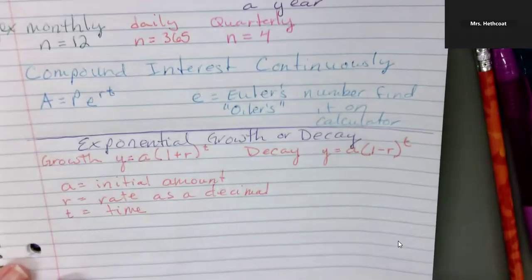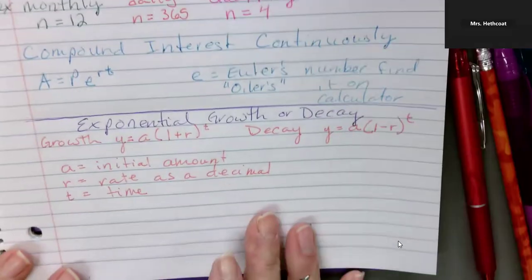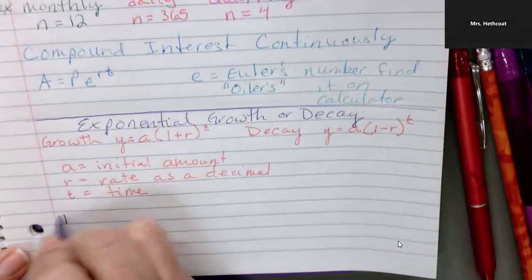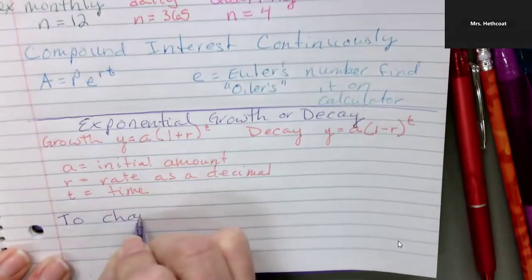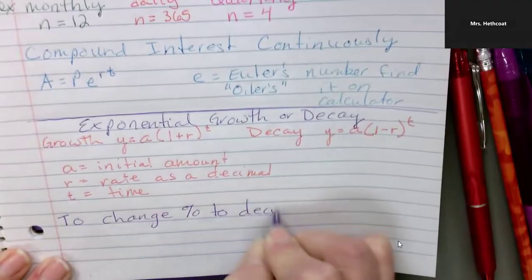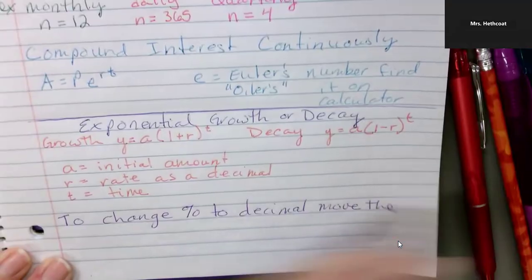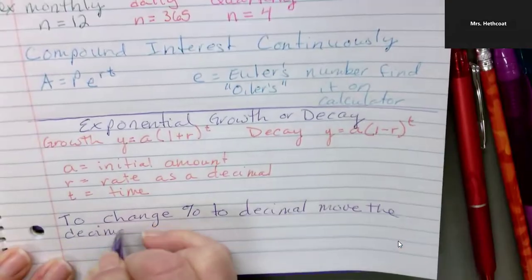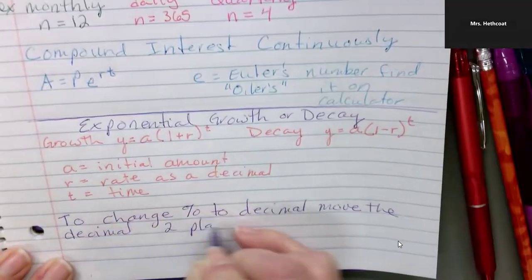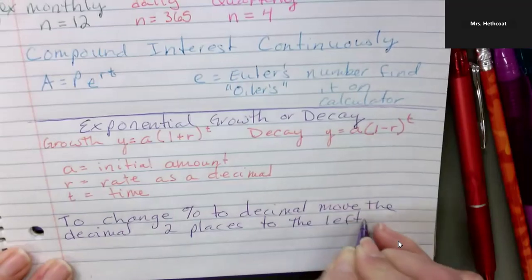All right. And then, just to make sure we have it in writing in case you need it while you're testing, let's review how to change a percent to a decimal. So, to change percent to decimal, move the decimal 2 places to the left. And let's look at a couple examples of that.